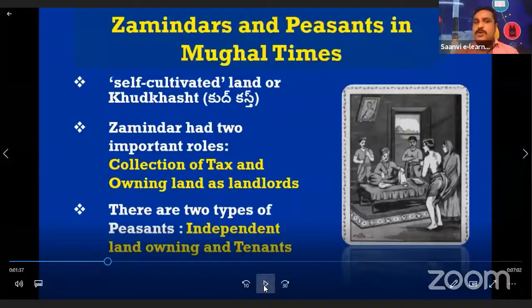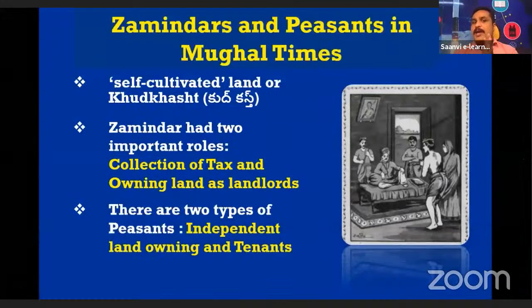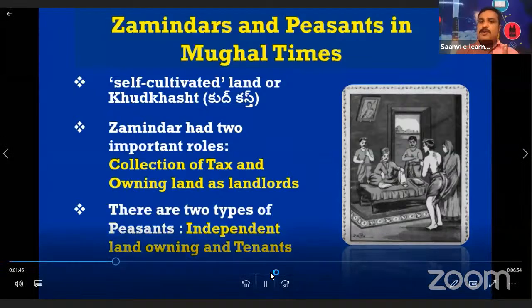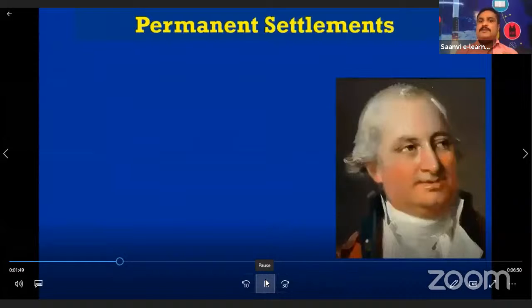So there are two types of peasants: independent land owning and tenants. Note it down. Very important: when you write about the zamindari system under the Mughal empire, what is the role of zamindars under the Mughal empire? It is a very, very important question.